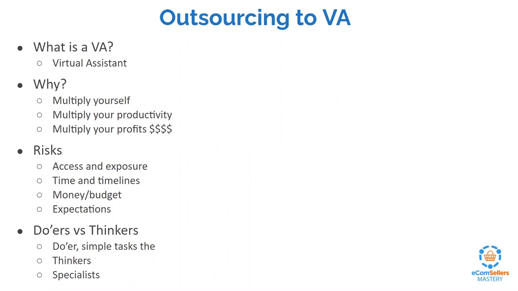So there's three different types in my mind. There's three different types of VAs. The first one are doers. These are people, or resources, not necessarily people, because they can think. They are there just to do what's considered a simple task. So a simple task might be putting files in a file cabinet in alphabetical order. That's a simple task.